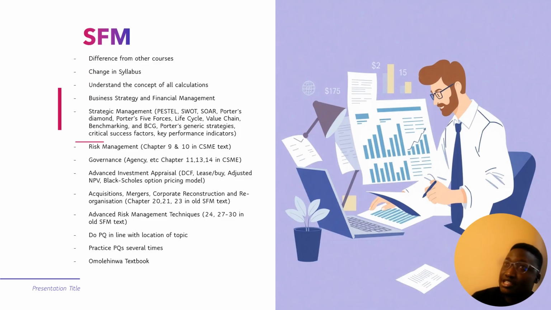Then there's lease or buy decisions. Very important. Under lease or buy, there are these things. Do I borrow to buy? Do I use a finance lease? Do I use an operating lease? Then there's APV, adjusted present value.